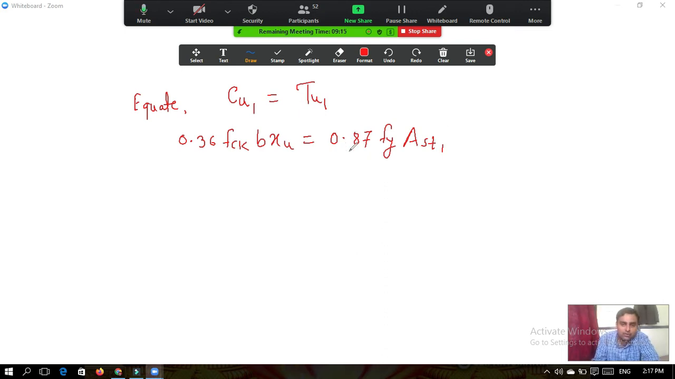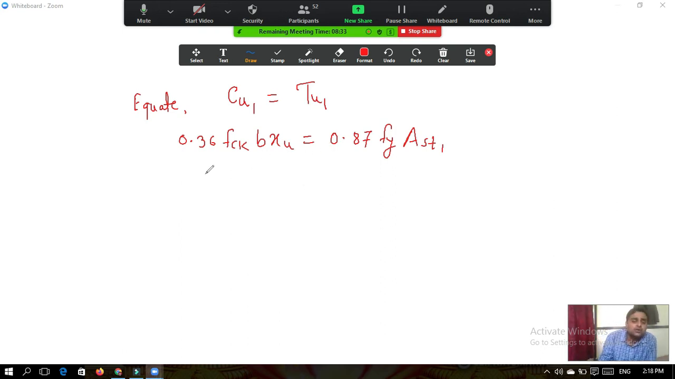So first of all, what we have done, we equate CU2 equal to TU2. From that we got the value of AST2, and from the value of AST2 we subtract that value from total area of steel, that is AST, and we calculate the value of AST1. Now again we equate CU1 is equal to TU1. So in this equation we put the value of AST1 which we have calculated before, and from this we will get the value of XU. And after getting the value of XU, we will compare this XU value with our earlier value of XU max. And from that we will decide which formula is to be used to calculate the ultimate moment.